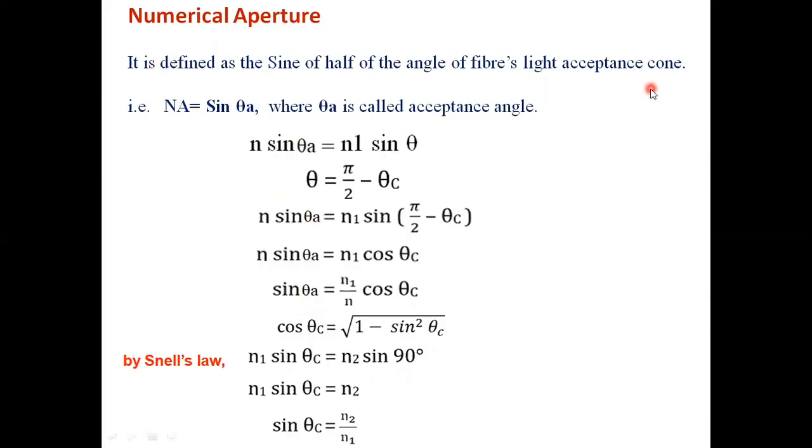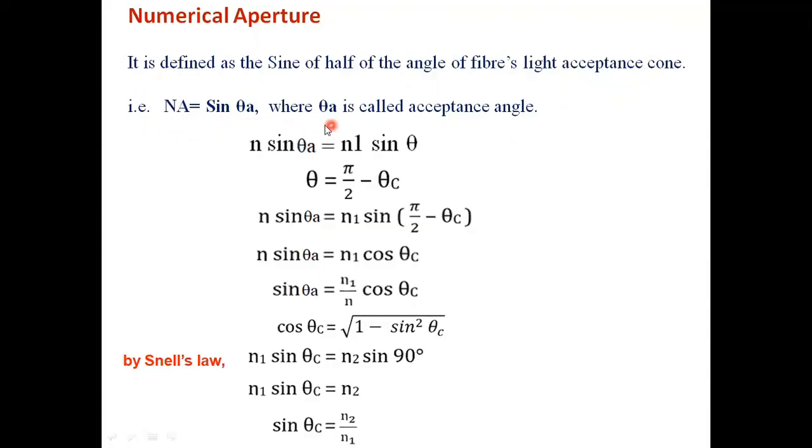How can numerical aperture be calculated? As I told you already, numerical aperture is nothing but the maximum optical power collected by the optical fiber, or the maximum power gathered by the optical fiber. It is also defined as the sine of half of the angle of the fiber's light acceptance cone. Within half of the acceptance cone, the light enters and the fiber accepts the light, so it is called numerical aperture. It can be derived in terms of an expression.